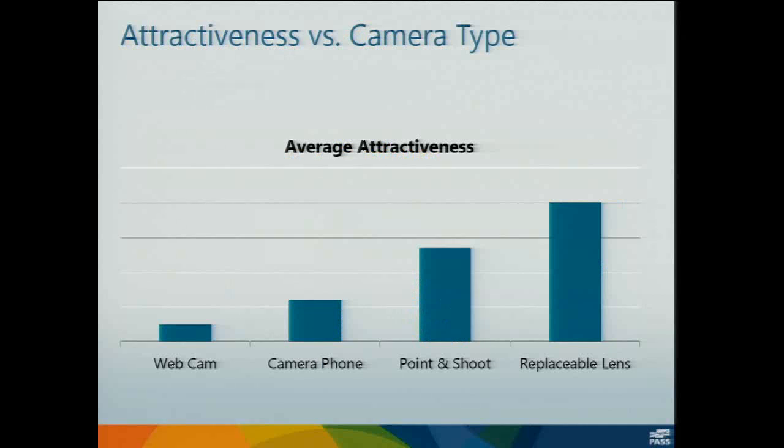I went out and analyzed the statistics that different dating sites publish to see what kind of profiles get the most messages. And I actually found a correlation between the type of camera you use and your average attractiveness. Here we see that if you take a picture with a replaceable lens, on average you're more attractive than if you took a picture with a webcam. Of course, numbers don't tell everything. This doesn't necessarily mean that people who own replaceable lens cameras are better looking than webcam users. It could just be about the photo quality.